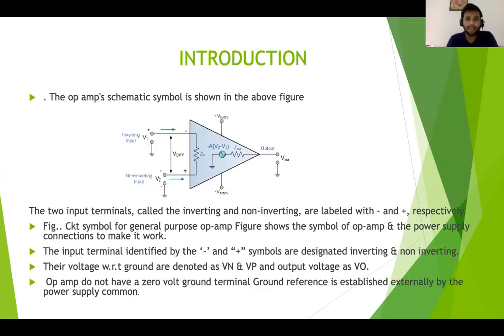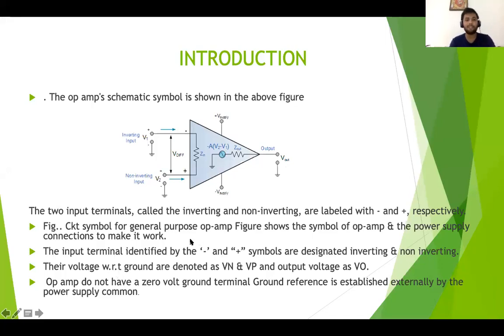This is the circuit diagram of an Op-Amp. We have three terminals, two input terminals and one output terminal. The two input terminals are called the inverting and the non-inverting, and are labeled as negative and positive. You can look into this figure. This is the inverting input terminal. This is the non-inverting input terminal. It is negative and it is positive. The connections are made on these two terminals, and we will have an output from this point.